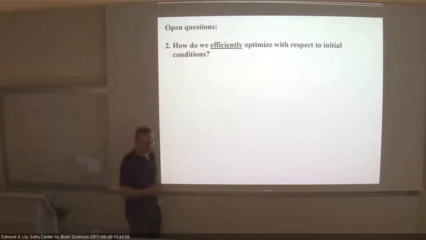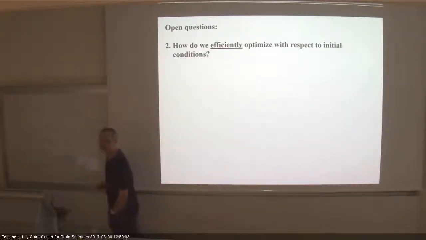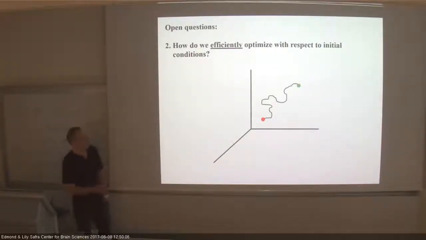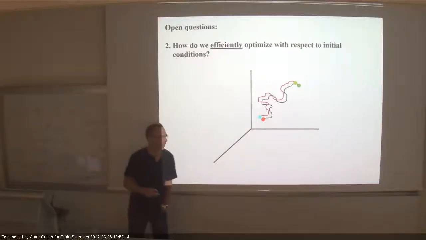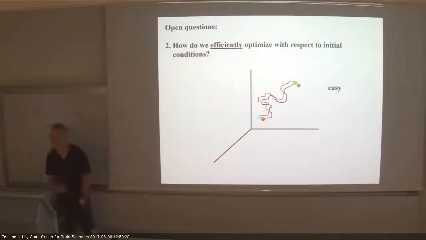And the second one is, how do we efficiently optimize with respect to initial conditions? Okay. It's not so easy. So, I mean, a couple examples, a couple cases. One, if we shift initial conditions a little bit and we end up close by, it's going to be a relatively easy optimization, right? Derivative here is going to correspond to derivative up there. This is an easier case.